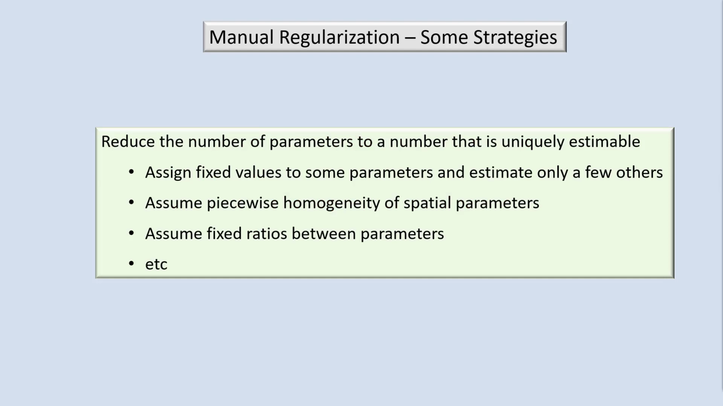So, to achieve uniqueness using manual methods, there are many strategies that we can use. For example, we may have hundreds of parameters that we would like to estimate, hundreds of parameters that are unknown. We may decide to fix most of those at a certain value and just estimate a few, based on the assumption that if we estimate more than a few, the inverse problem will not be unique.